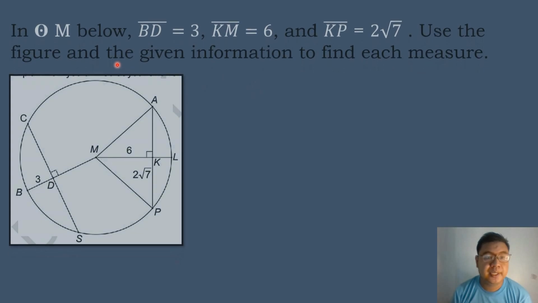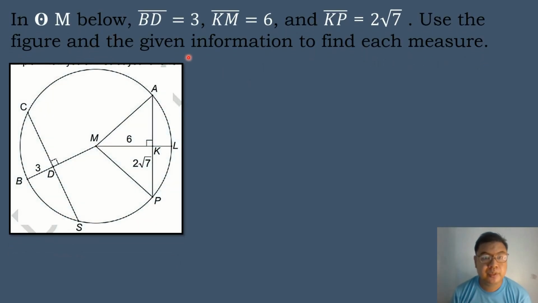So let's have our next example. In circle M below, segment BD is equal to 3. Segment KM is equal to 6. And segment KP is equal to 2 square root of 7.